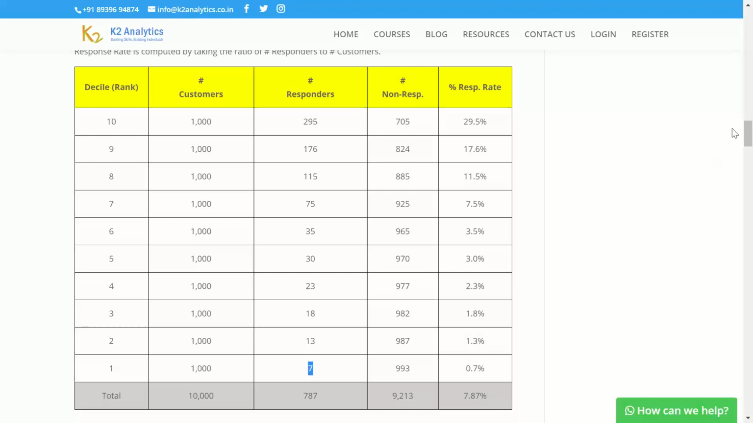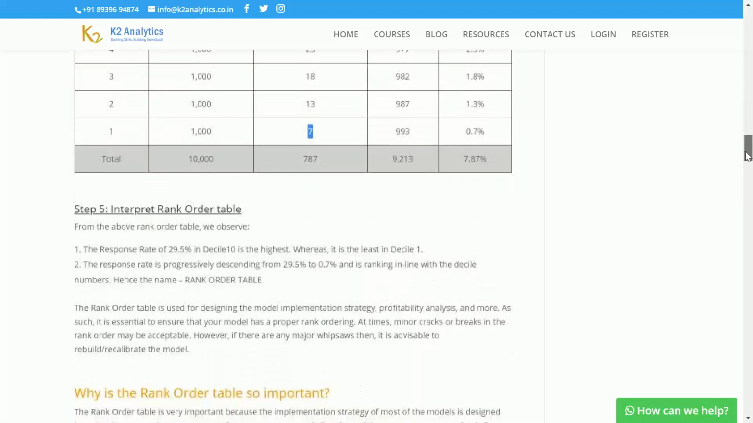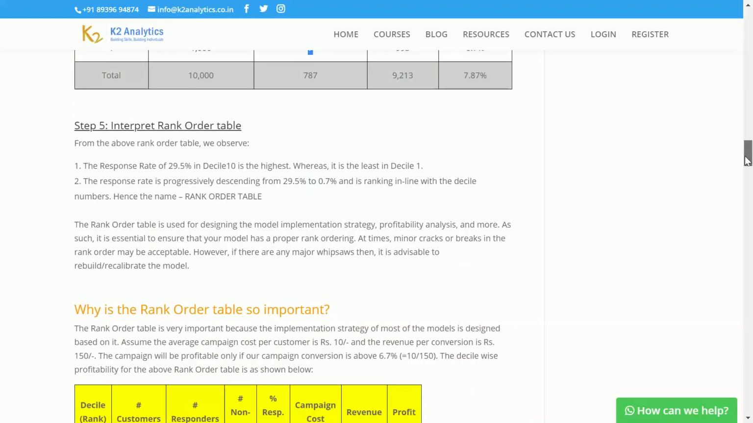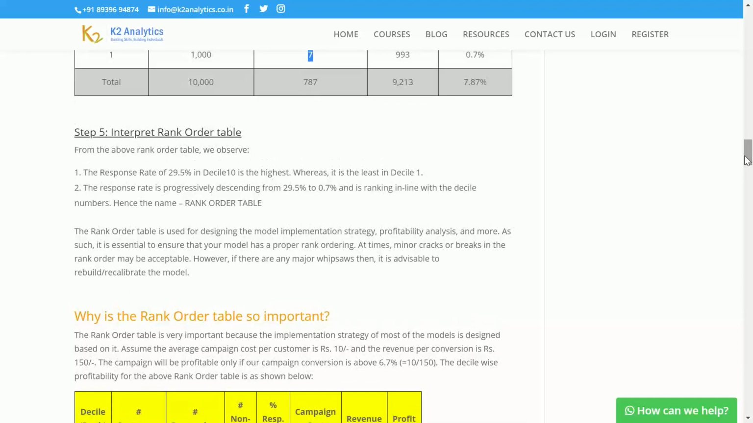I hope you have been able to understand this concept. It seems simple, but at the same time, it is difficult. I hope I have tried my best to simplify it. I have explained the interpretation of the rank ordering table.